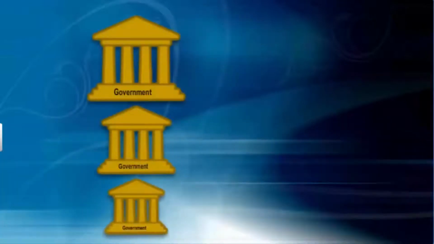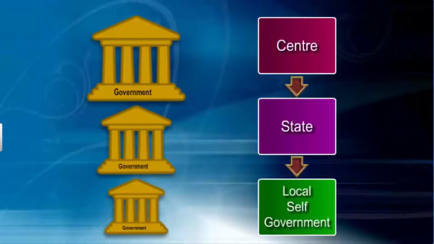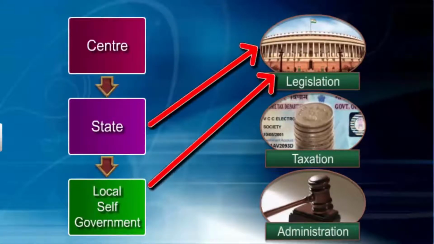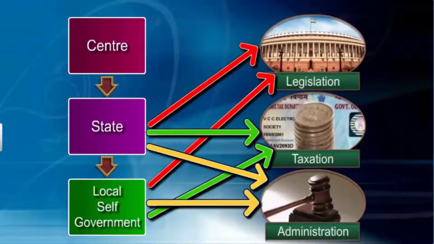Under the federal system, there are two or more tiers or levels of government: the central government, the state government, and, as an exception in India, a third tier or local self-government. However, in federalism, each tier has its own jurisdiction in specific matters of legislation, taxation, and administration. Jurisdiction is the legal authority and can be defined in terms of geographical area.